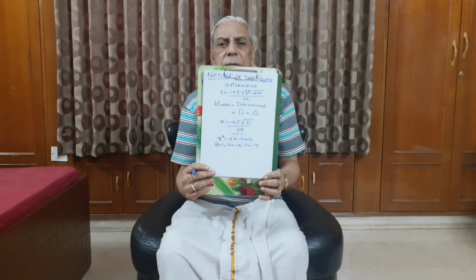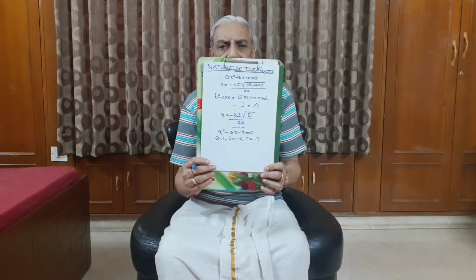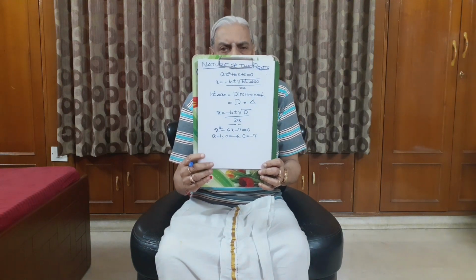It is minus 6. What is the value of c? c equals minus 7. See that? I have analyzed the values of a, b, c in this equation. Then I shall find out the value of b squared minus 4ac.